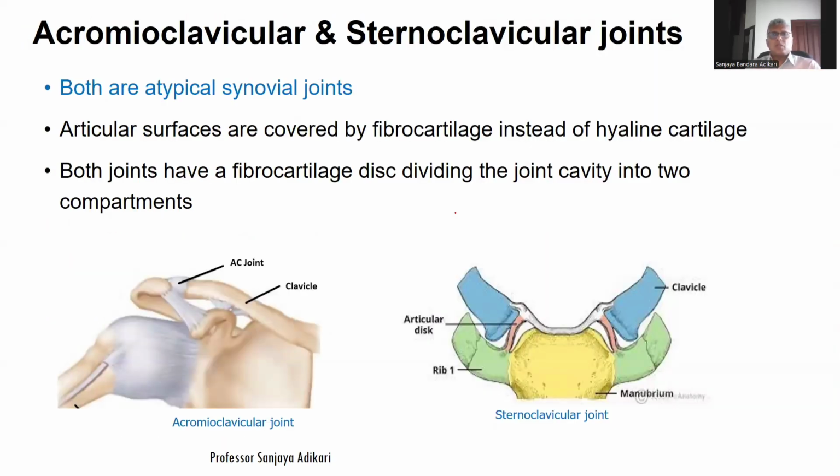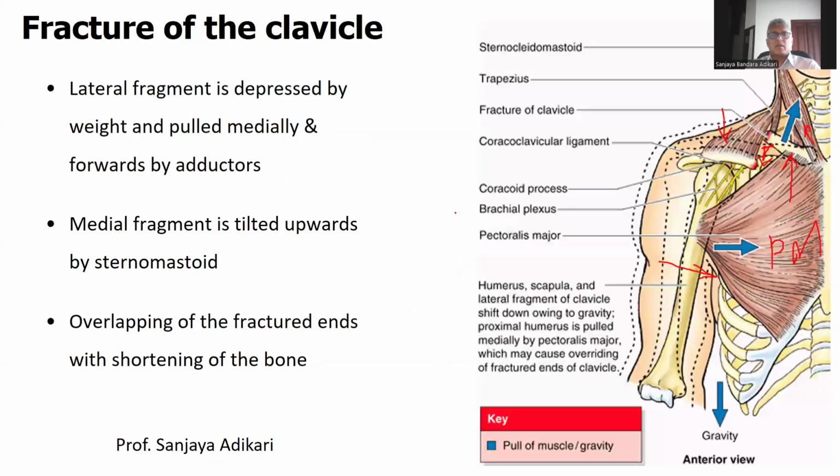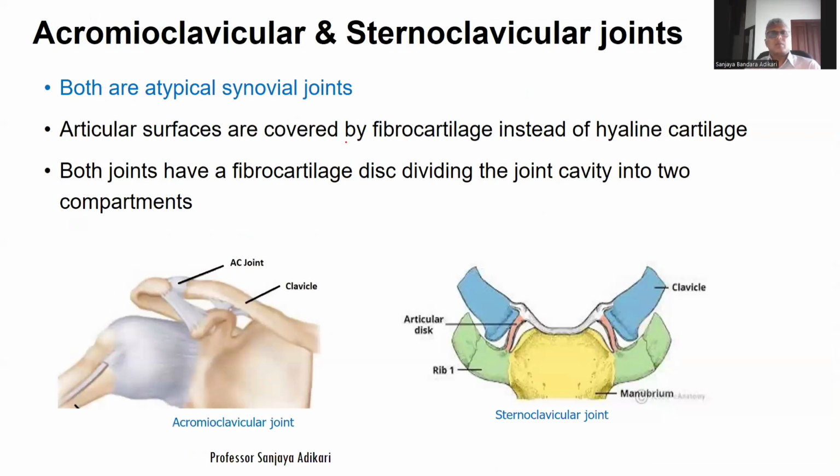Then the two joints on either side of the clavicle, you have two joints. Here you have the acromioclavicular joint, and here you have the sternoclavicular joint. So there are a few important things about these two joints. Both joints are atypical synovial joints.